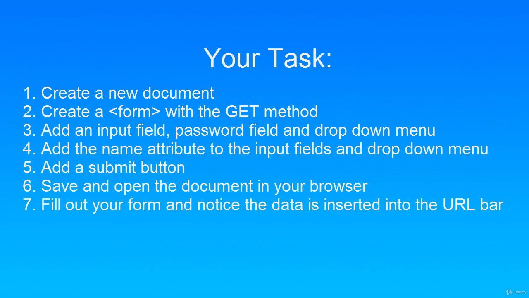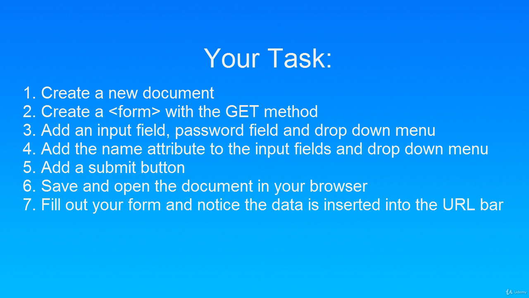Now your task for this video is to create a new document. Then I want you to create a form element with the get method, just like we did. We opened a form element. The attribute called method was equal to get. Then inside that form element, I want you to add an input field, just a regular text field, a password field, and a drop-down menu. Then on those three fields, I want you to add the name attribute to each element.